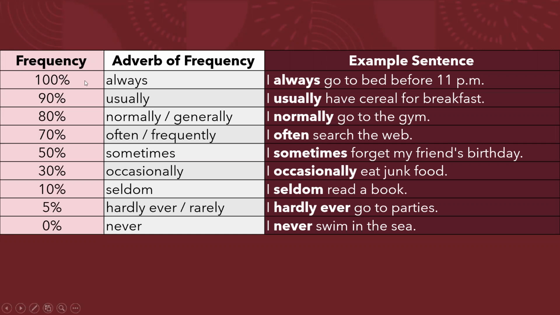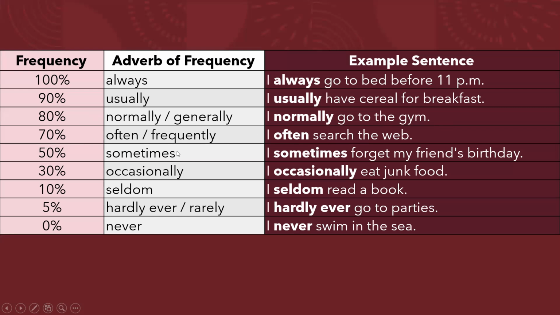An action that happens 100%, we can use the adverb of frequency always. For example, I always go to bed before 11 p.m. 90%, usually. I usually have cereal for breakfast. 80%, normally or generally. I normally go to the gym. 70%, often or frequently. I often search the web.